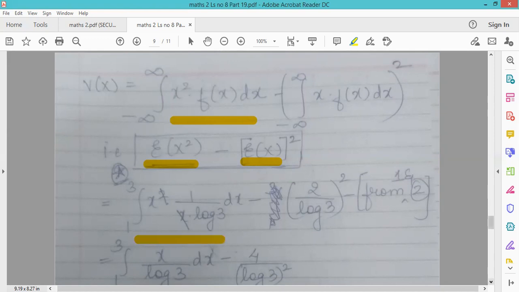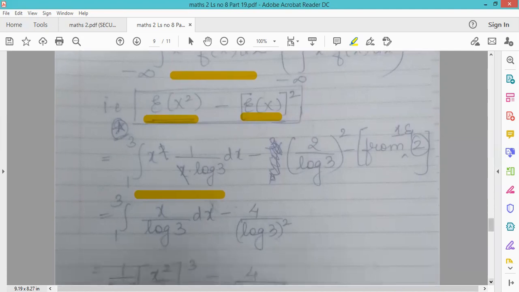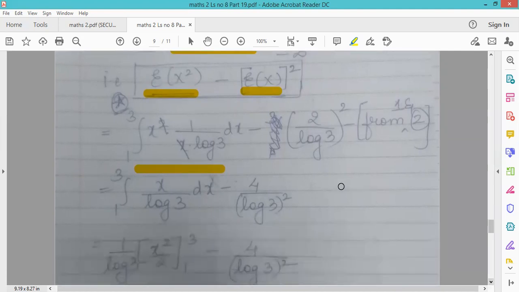So integration 1 to 3 x square into 1 upon x log 3 dx. So one x gets cancelled. So you are left with integration 1 to 3 x upon log 3 dx. Similarly, you are subtracting 2 upon log 3 which you found out just now. We are taking its whole square, as the formula states. So 2 square is nothing but 4 and log 3 the whole square we'll keep as it is.